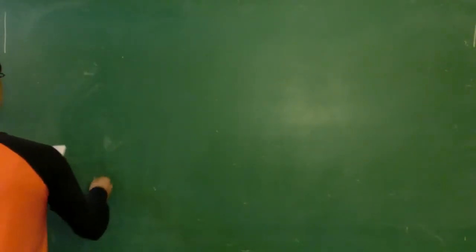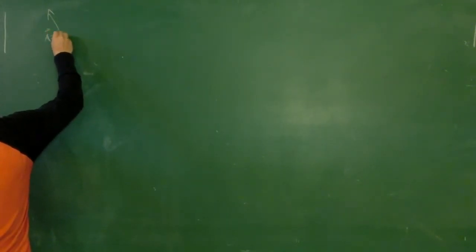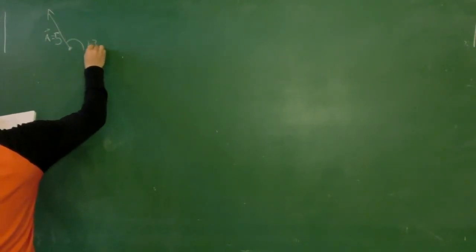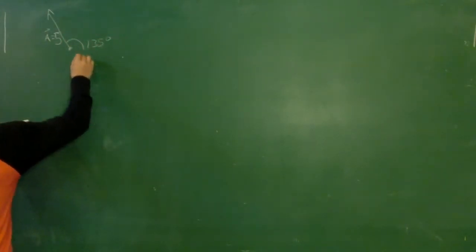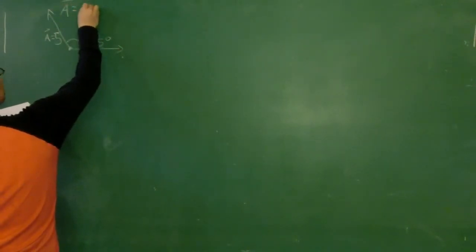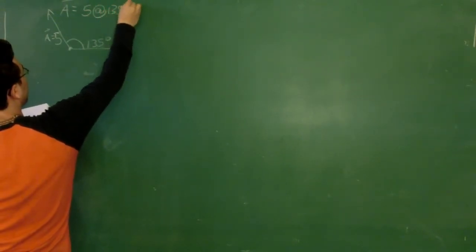This one, we've got two vectors. First of which is A, and it has a total length of 5. My 5s always look horrible anyway, sorry. It is at 135 degrees with respect to the positive x-axis. So A equals 5 at 135 degrees.